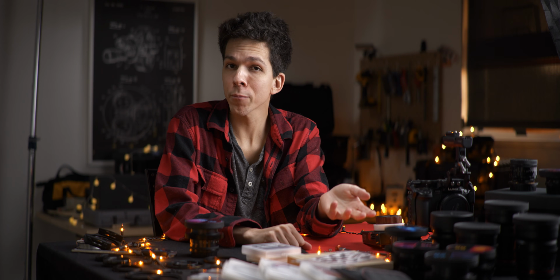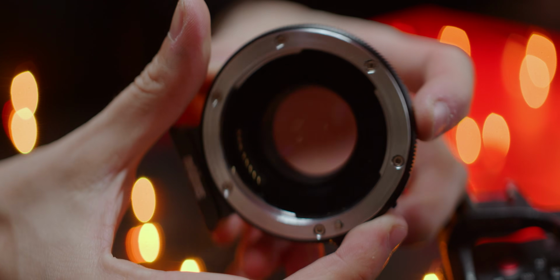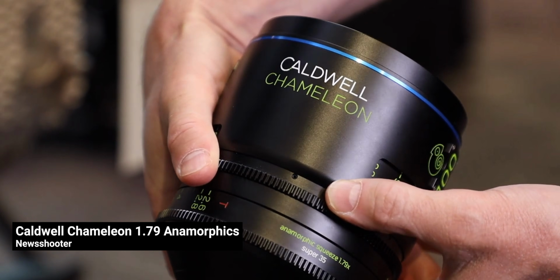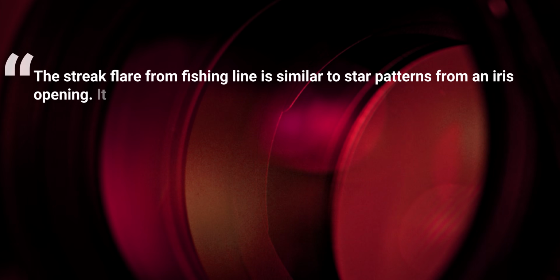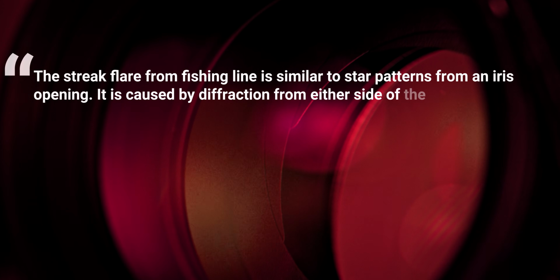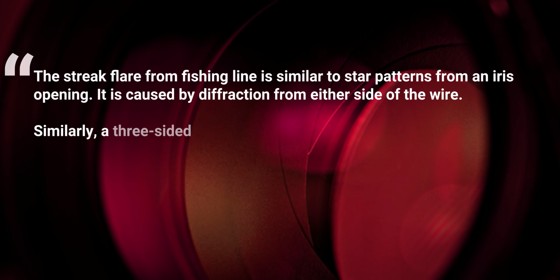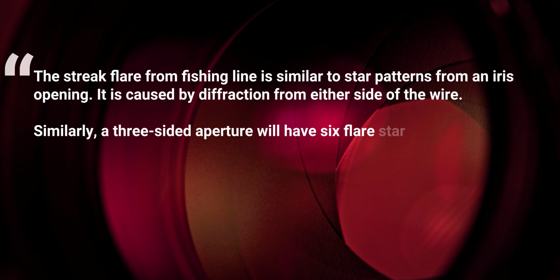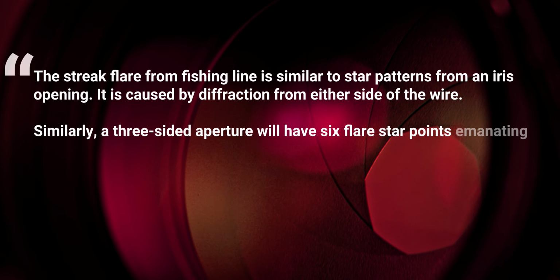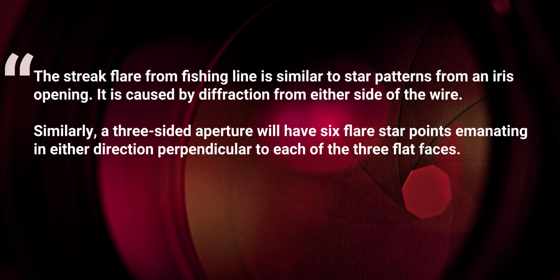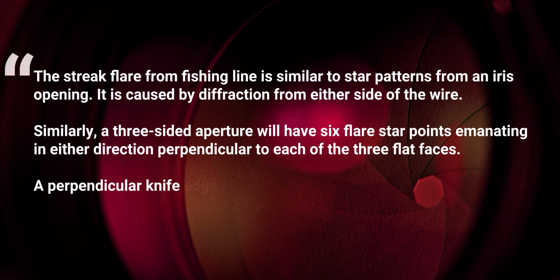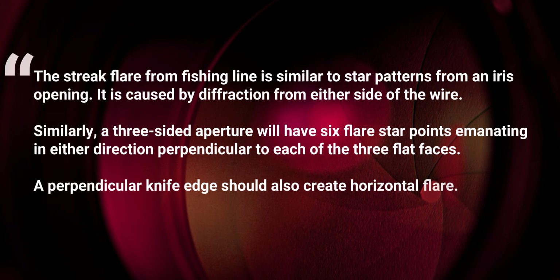To understand how this happens, I went to Brian Caldwell, creator of the Speed Booster, and recently the Chameleon anamorphic lenses. The streak flare from fishing line is similar to star patterns from an iris opening, caused by diffraction from either side of the wire. Similarly, a three-sided aperture will have 6 flare star points emanating in either direction perpendicular to each of these flat faces. A perpendicular knife edge should also create horizontal flare.